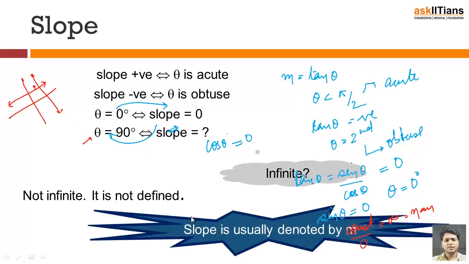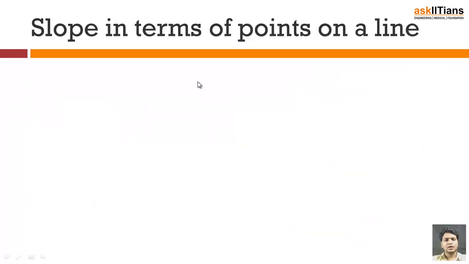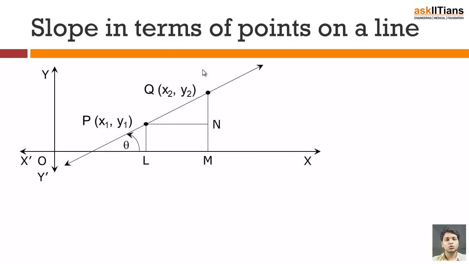And it is a very general value that slope is usually denoted by the term m. Now we'll talk about the value of slope in terms of 2 points on a line. So for this, we at least need a line and 2 points on that. So this is the figure which clearly shows the expected scenario.